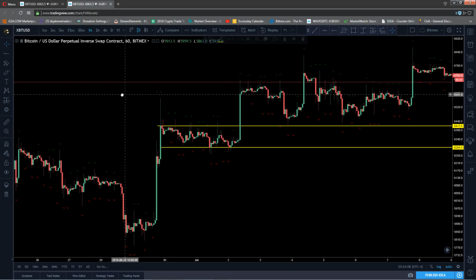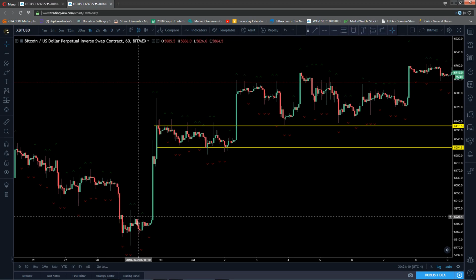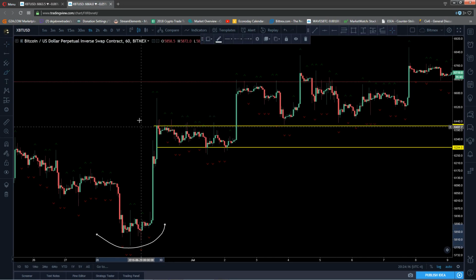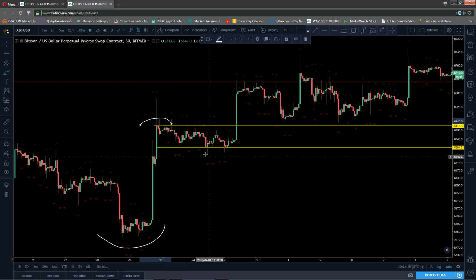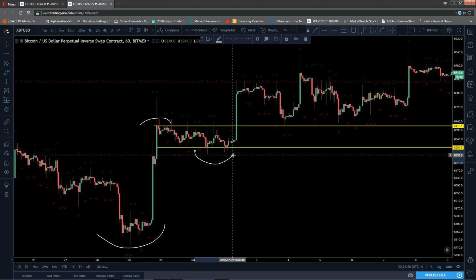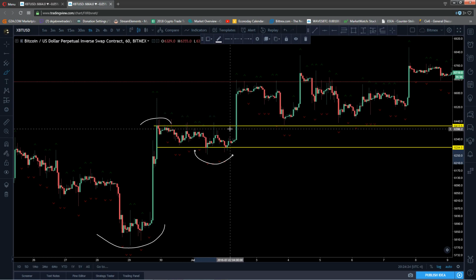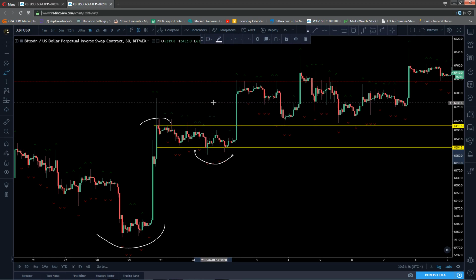Both are proper. So when it creates this flag here, you get a lot of fractals. This swing low created this swing high, in turn created this swing low. Or you can call this whole thing one swing low, one swing high. Both of them are proper.